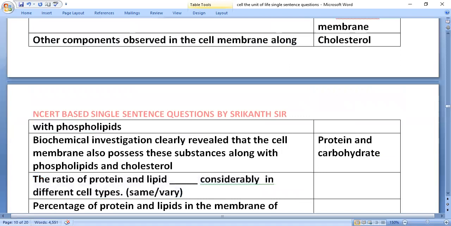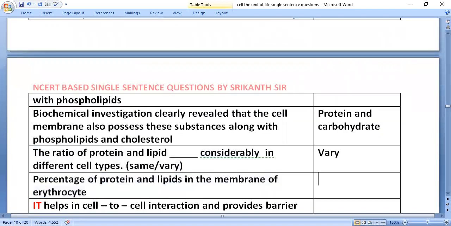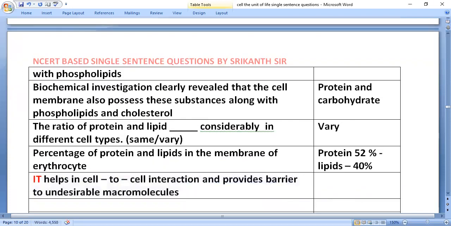The ratio of protein and lipid varies considerably in different cell types. In the membrane of the erythrocyte, protein is about 52% and lipids are about 40%. It helps in cell to cell interaction and provides a barrier to undesirable macromolecules.